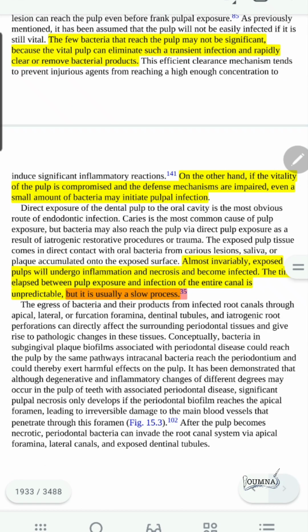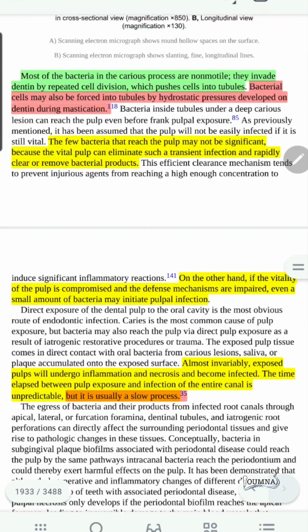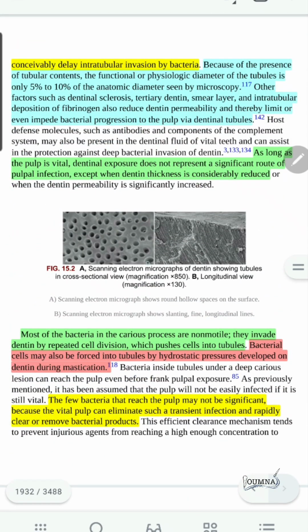The pulp can accommodate bacteria that are few in number and can remove them without causing any damage. But when the virulence of the bacteria increases and the pulp becomes exposed, then the pulp loses the war and starts degrading and becomes necrotic. This process overall is considered slow and it takes time. What speeds it up is, for example, if the defense mechanisms were impaired or there is a loss of dentin, so the invasion becomes faster.